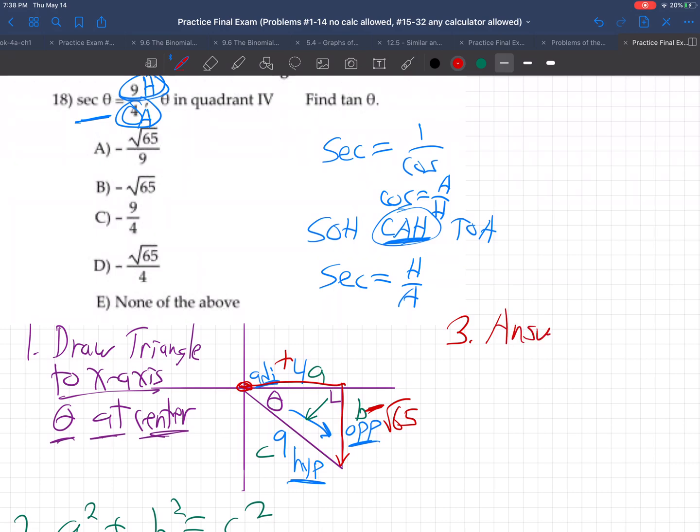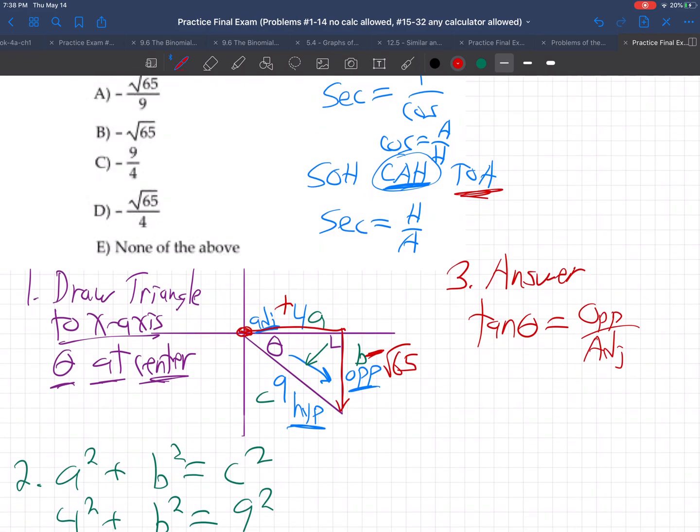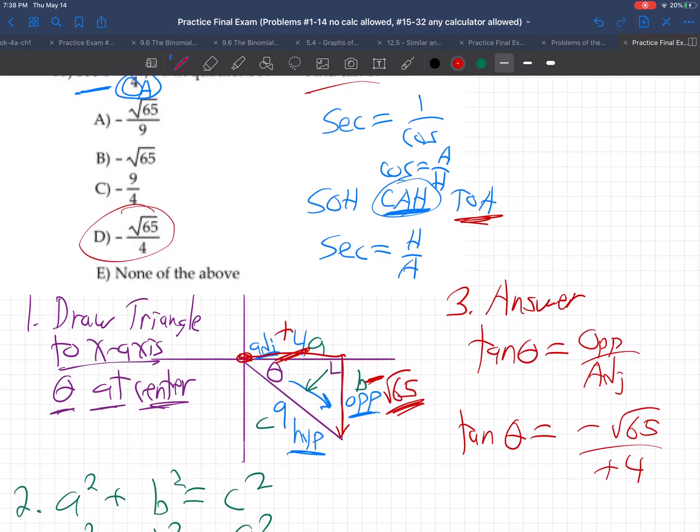Step 3, go for your answer. So what are we trying to find? Tangent. Not secant, that's what we started with. So tangent of theta, what's tangent? TOA, opposite over adjacent. That's what tangent is. So tangent is opposite, negative root 65, over adjacent, positive 4. Negative root 65 over positive 4. There it is. We got it.